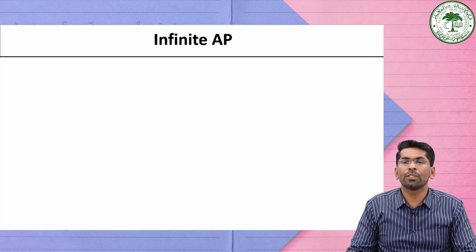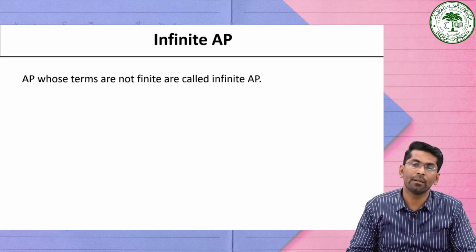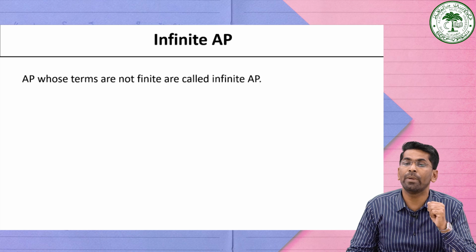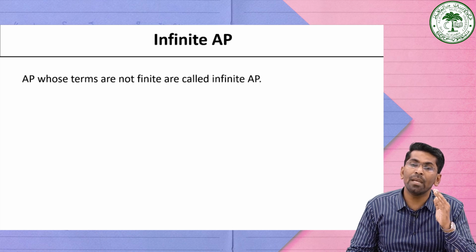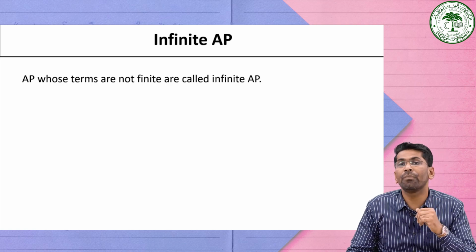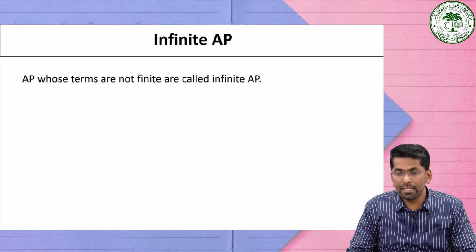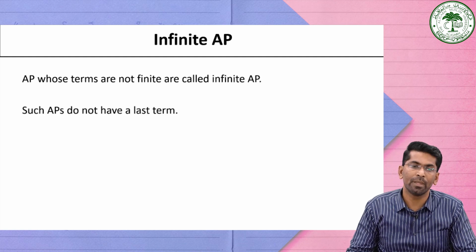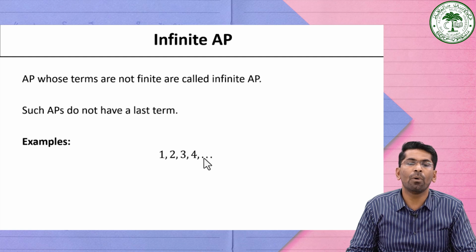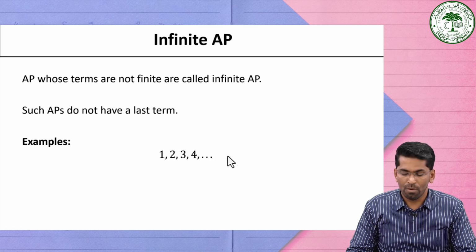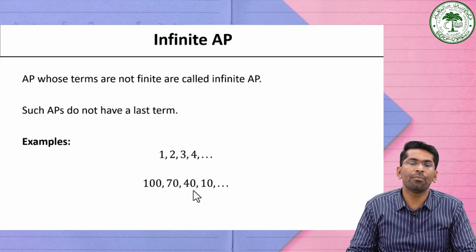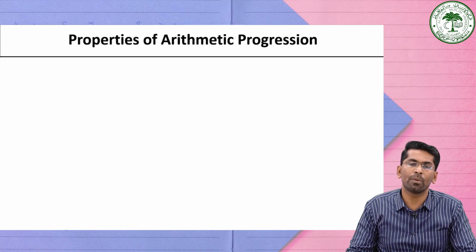Now, as against the finite arithmetic progression, we have the infinite arithmetic progression. An arithmetic progression whose terms are not finite is generally called an infinite arithmetic progression, an arithmetic sequence that continues indefinitely without a specific endpoint. That's why such an arithmetic progression does not have a last term. For example, 1, 2, 3, 4 up to n numbers. Here we don't have a last term. Or consider another one, 100, 70, 40, 10, which goes on indefinitely. Such a type of arithmetic progression is known as an infinite arithmetic progression.